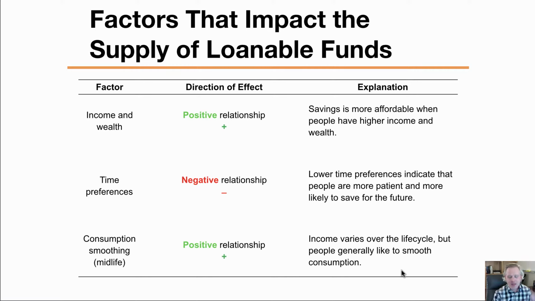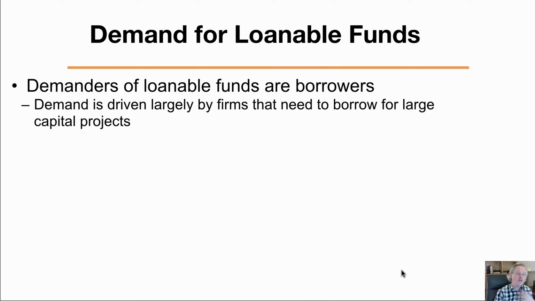So now we want to move on to the demand side. The demand for loanable funds comes from borrowers. It comes from firms that want to borrow money to invest in their firms. It's driven largely by these firms that they have big capital projects. They want to build a new building. They want to build a new warehouse. They want to build a new factory. They need to scale up their workforce in a really big way. That's where the demand for loanable funds comes from.